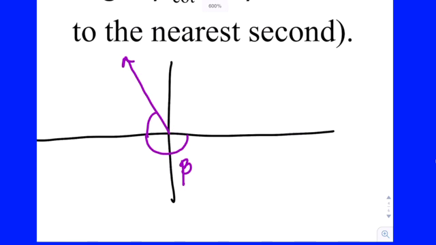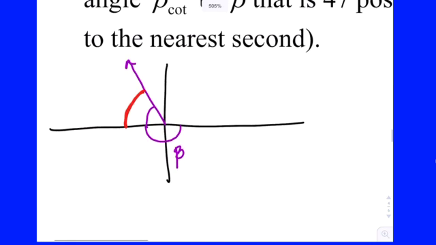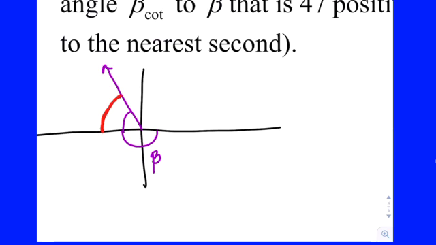Okay. Well, let's identify what the reference angle is first. Is it this one right here? Is it that one? Is that the reference angle up there? No, don't find that one, okay? It's this one here. It's always between the terminal ray and the x-axis. All right, so now how are we going to do that?